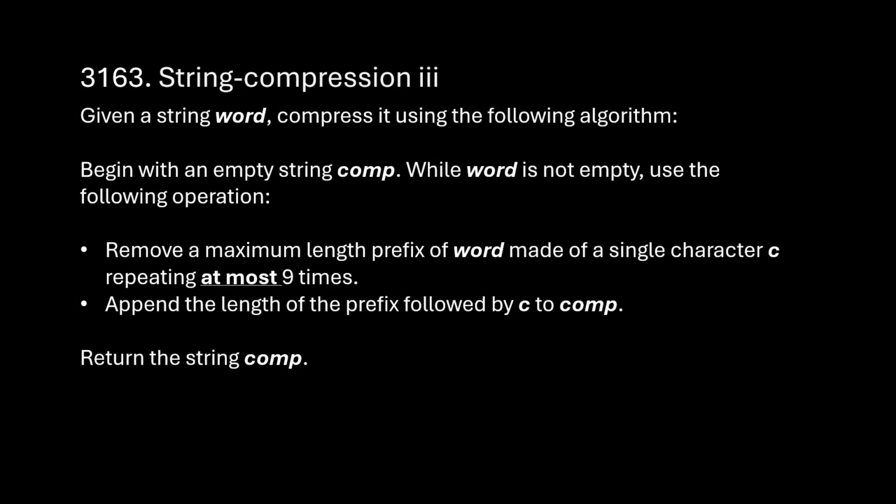So, given a string word, compress it using the following algorithm. Begin with an empty string comp. While the word is not empty, use the following operations. We're going to remove the maximum length prefix of word made of a single character C, repeating at most 9 times. This will be shown in the next slide as an example, so you'll understand. And we'll append the length of the prefix followed by C to comp. And then at the end, we're going to return the string comp.